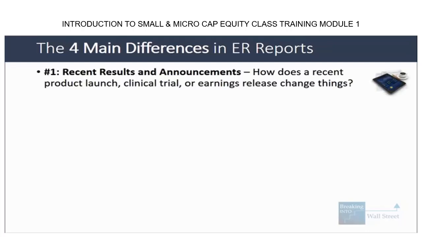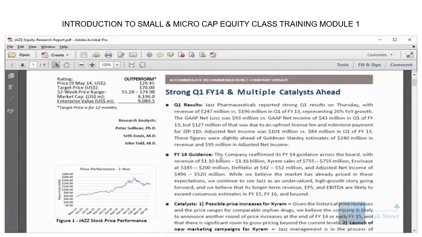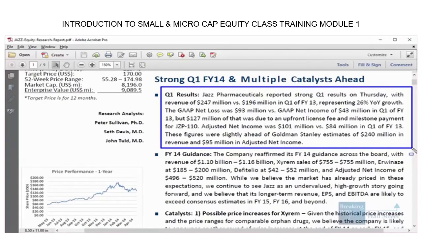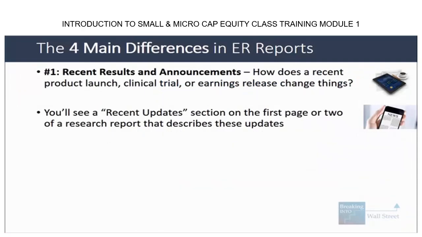The first major difference in an equity research report is that there is more of a focus on recent results and announcements. And you can see this very clearly if you look at the sample report for Jazz Pharmaceuticals here, where we weigh in on the company's Q1 results and what they're guiding to for fiscal 2014. That's the year when we originally wrote this report. So there is very much a focus on these recent results.